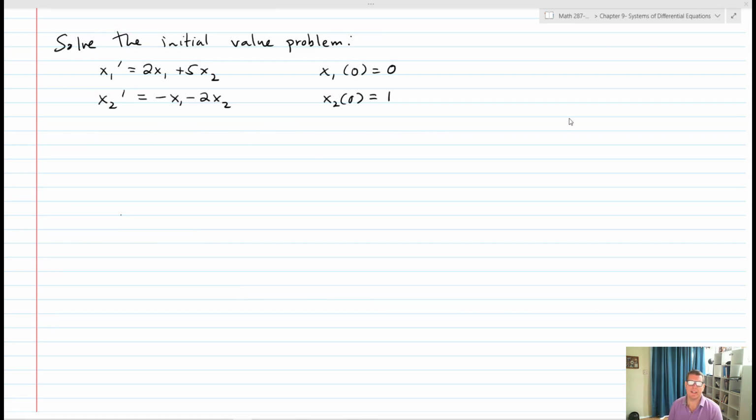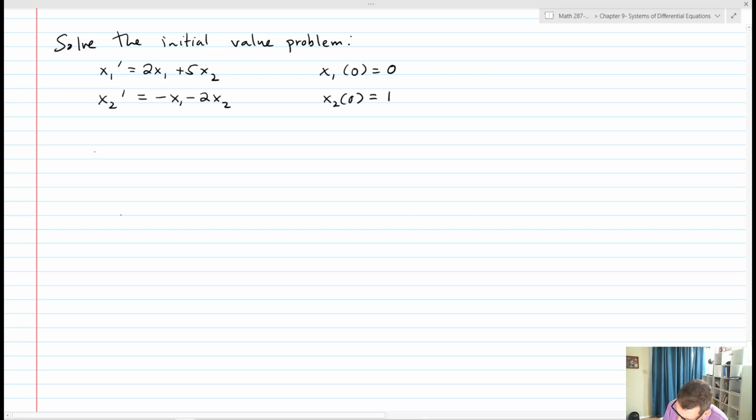Okay? Let's take a look at another example. So let's take a look at this initial value problem. x1 prime is going to equal 2x1 plus 5x2. x2 prime will equal negative x1 minus 2x2. And so we'll have x1 of 0 equal to 0 and x2 of 0 equal to 0.